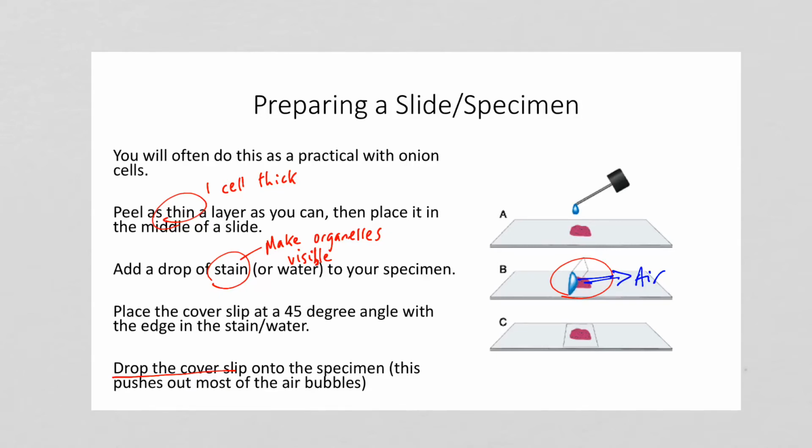Really thin layer, put it in the middle of the slide, add your stain, cover slip, which is your very thin piece of glass that goes over top at a 45-degree angle, drop it down to push out the air bubbles, and you are ready to go.